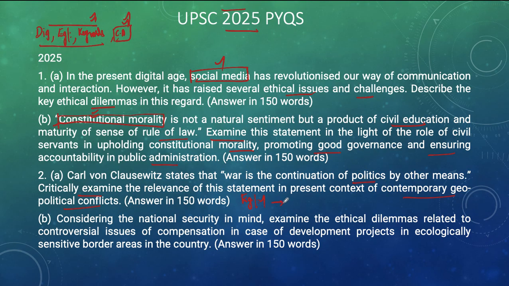So you can quote various Russia-Ukraine war as example and Indo-Pakistan wars as examples in the past and the current examples also. Like whatever the other kinds of wars which are evolving in the recent Indo-Pakistan related conflicts. You can quote also example to justify your answer through these quotes also students. And coming to considering the national security in mind, examine the ethical dilemmas related to controversial issues of compensation in case of developmental projects in ecologically sensitive areas in border areas in the country.